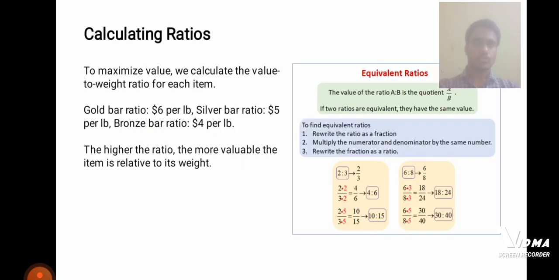Calculating ratios. To maximize value, we calculate the value to weight ratios for each item. Gold bar ratio $6 per lb, silver bar ratio $5 per lb, and bronze bar ratio $4 per lb. The higher the ratio, the more valuable the item is relative to its weight.